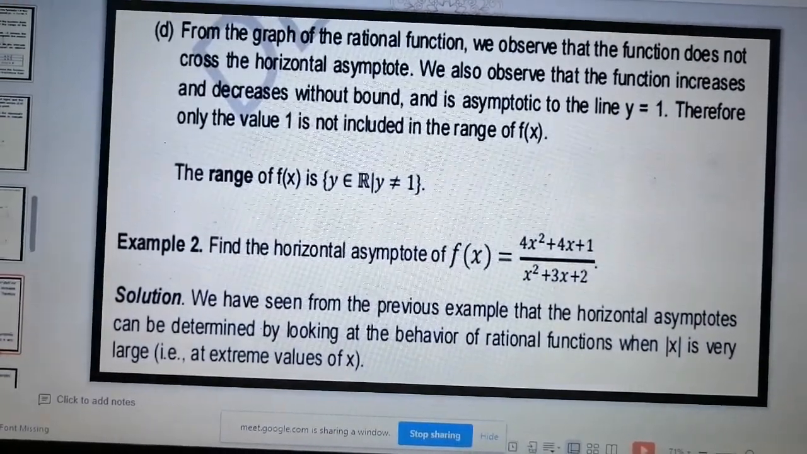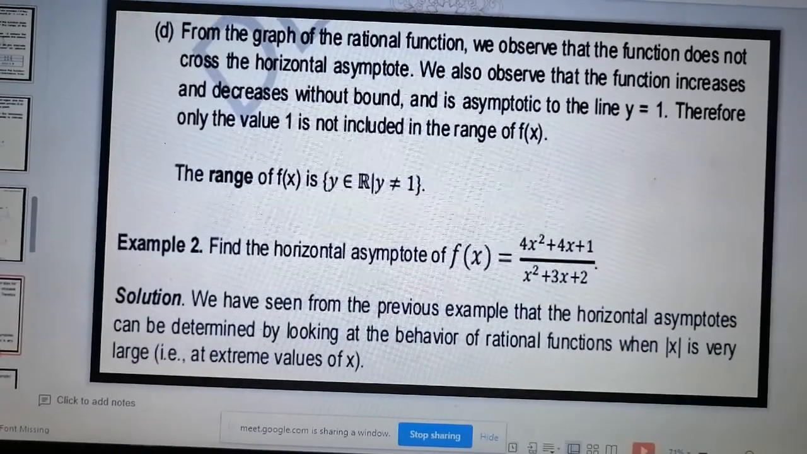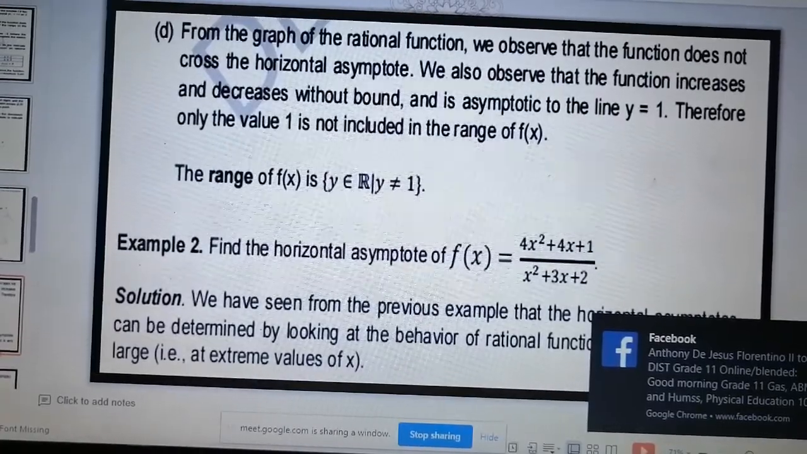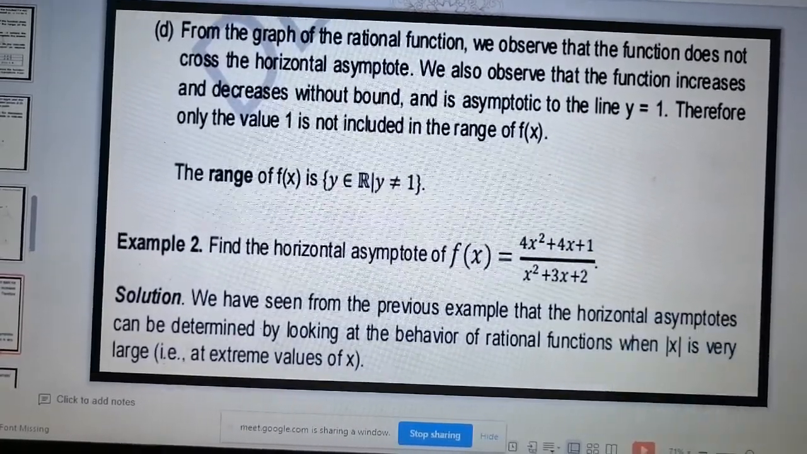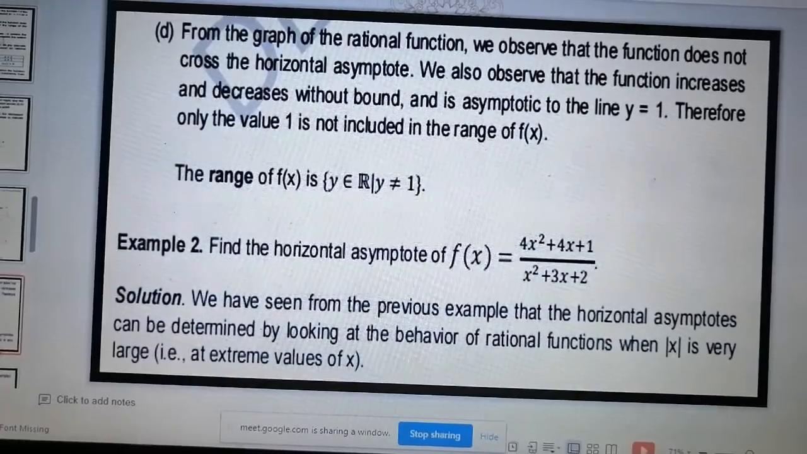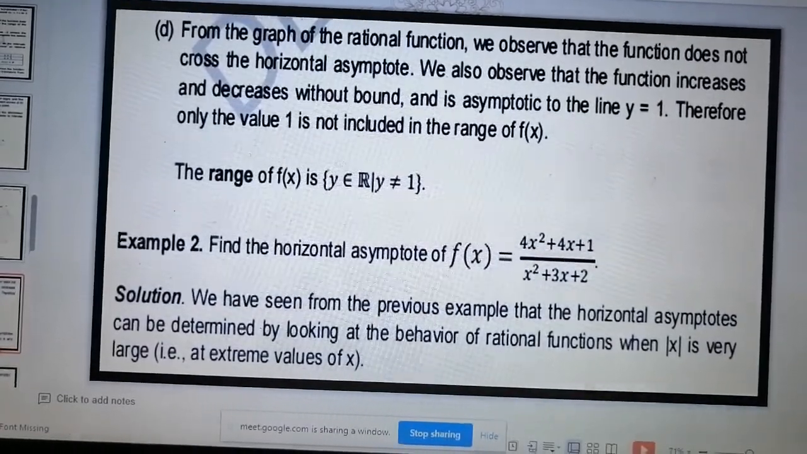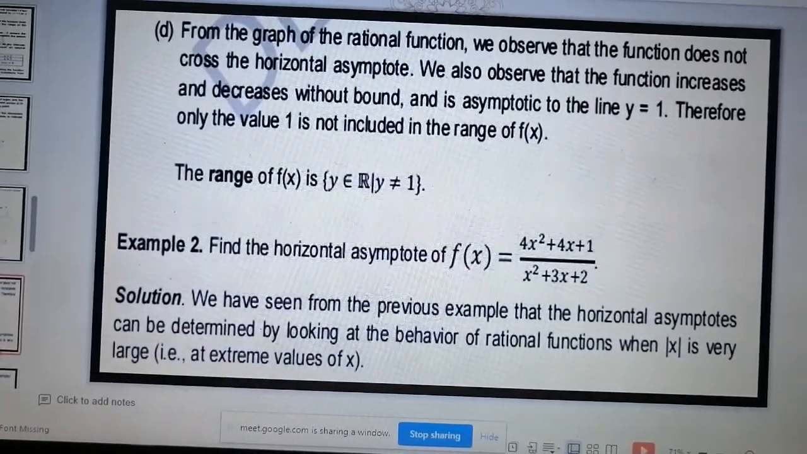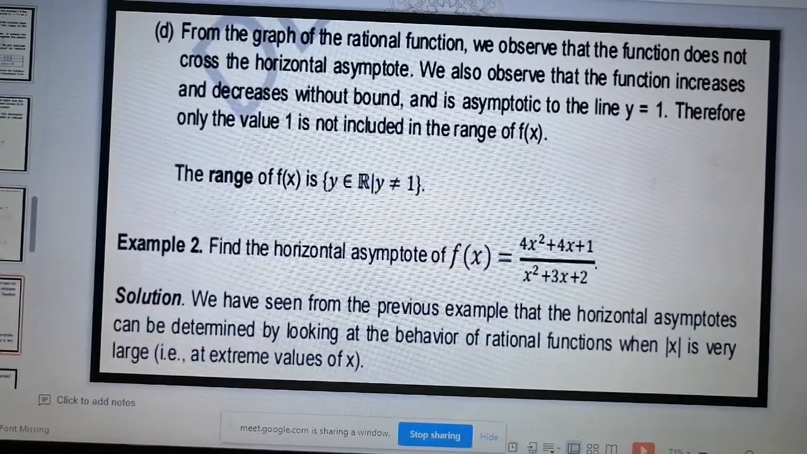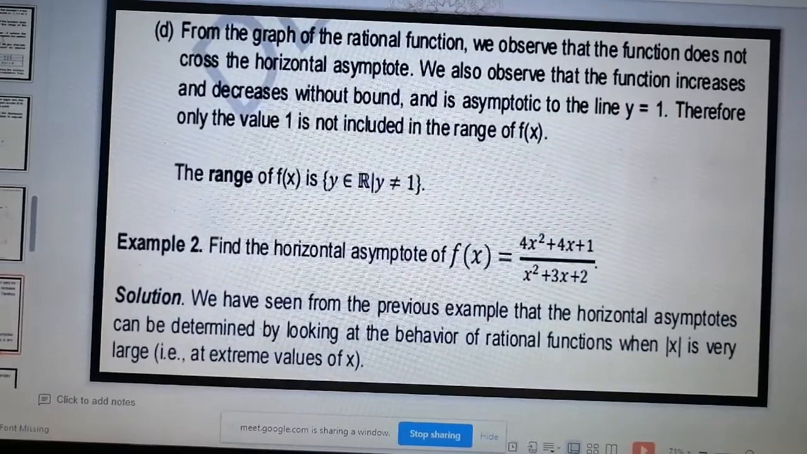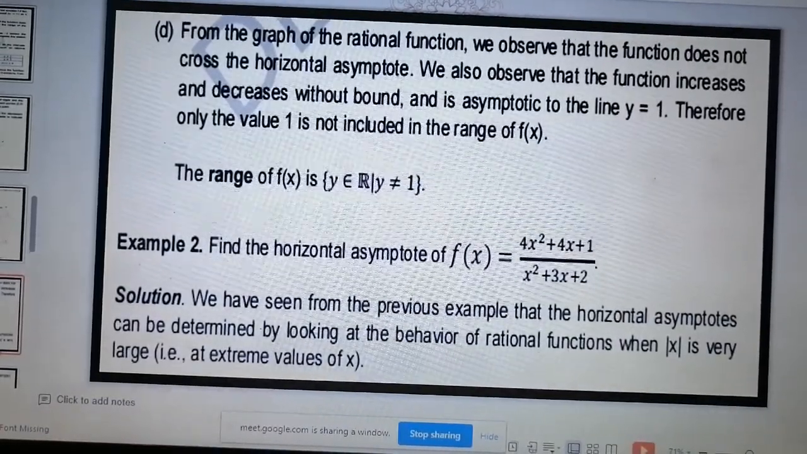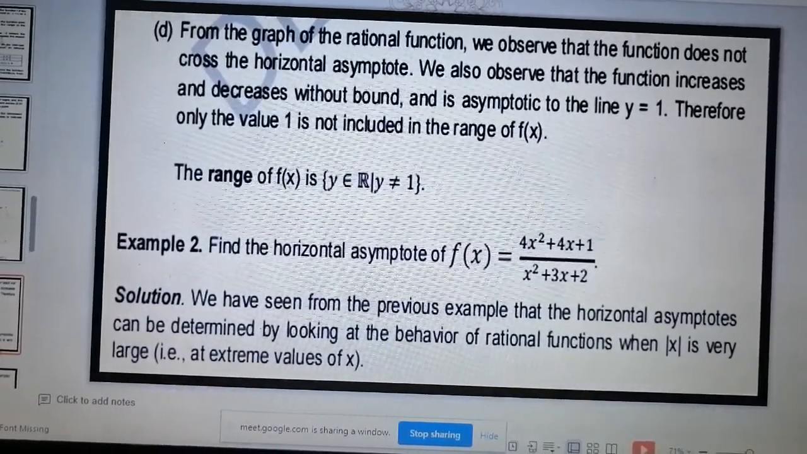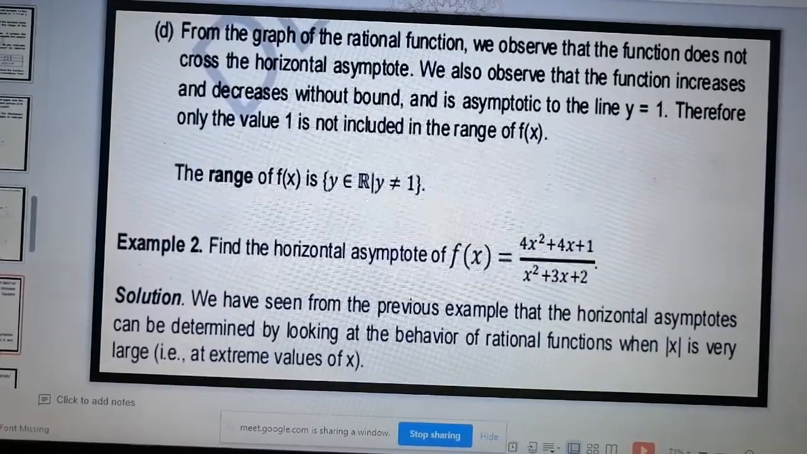Okay, from the graph of the rational function, we observe that the function does not cross the horizontal asymptote. We also observe that the function increases and decreases without bound. And it's asymptotic to the line y is equal to 1. Therefore, only the value 1 is not included in the range of the function. Okay, the range of the function is y is not equal to 1.